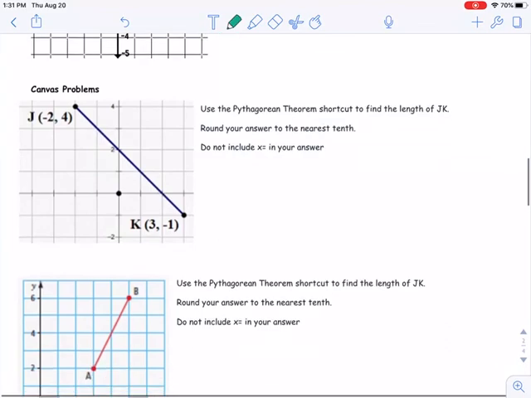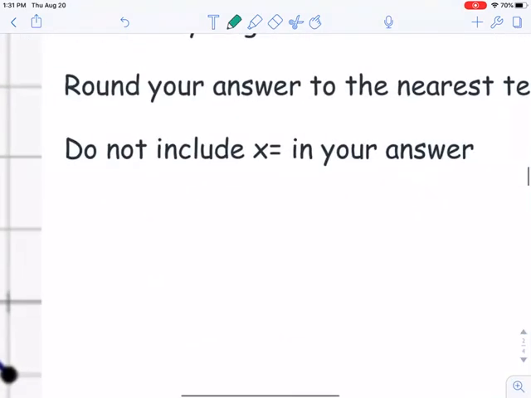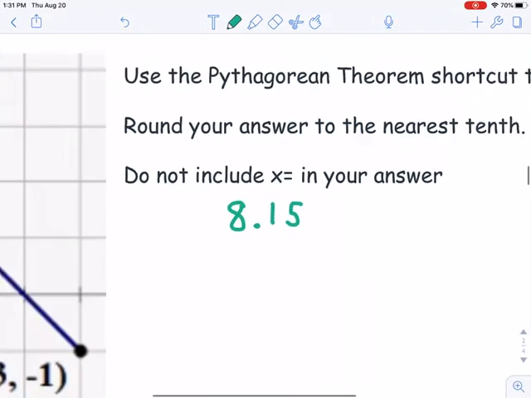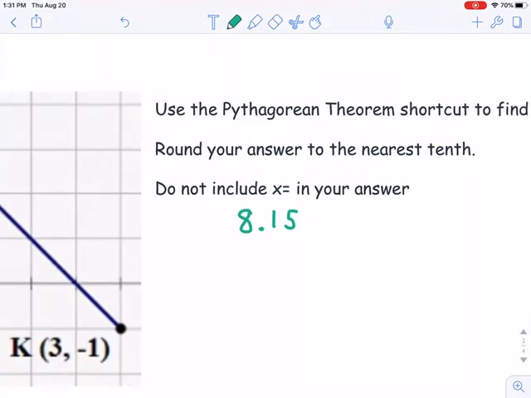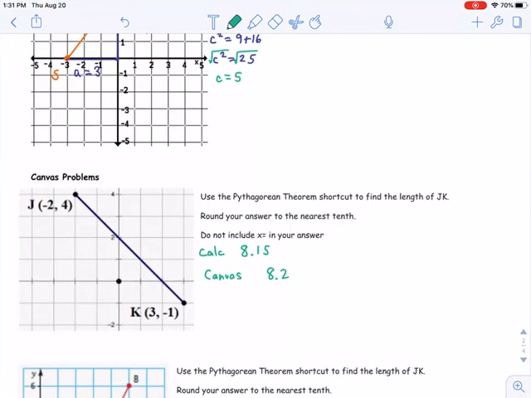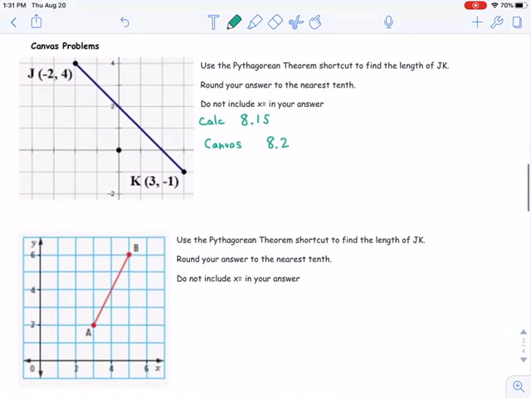All right, Canvas problems, do this on your own. In Canvas, you're never going to include x equals in your answer. Do not. Just write the number. So on your calculator, I'm going to make up a number. If you got 8.15, it says round to the nearest tenth. In Canvas, so this is what you got on your calculator, all you would do is type 8.2 because that's the nearest tenth. So read the directions. Make sure you input the numbers correctly. Never write x equals. All right?